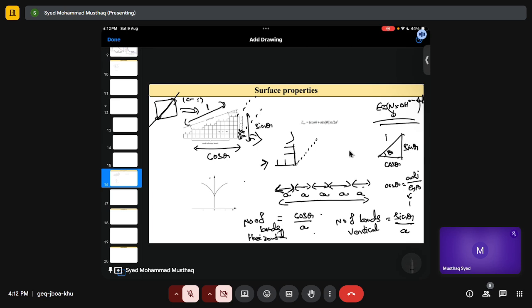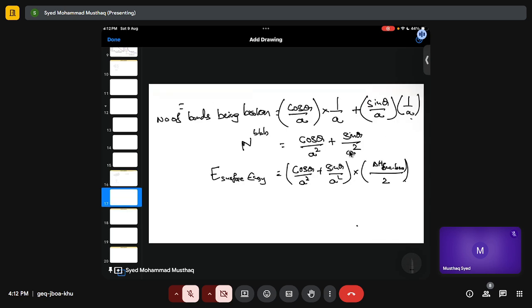Now moving on, so this is how it looks. Now what I'm trying to do is take 1 by root 2. So 2 will be equal to root 2 times whole square. I hope everyone knows. So this will be 1 by root 2 cos theta upon A square plus 1 by root 2 sin theta upon A square times delta H for one bond divided by root 2. So how does this look?